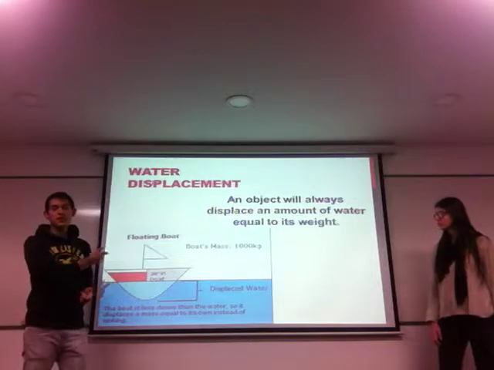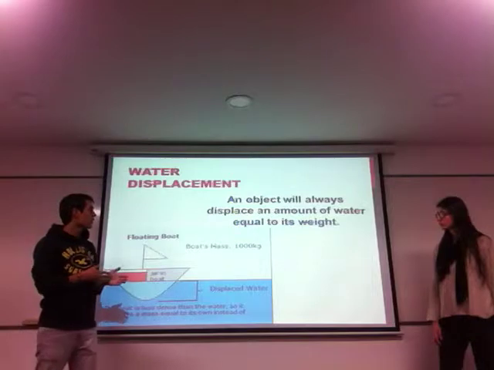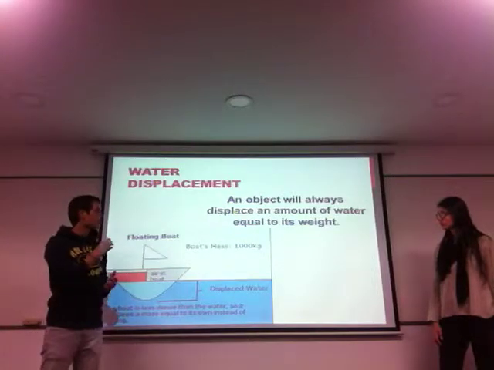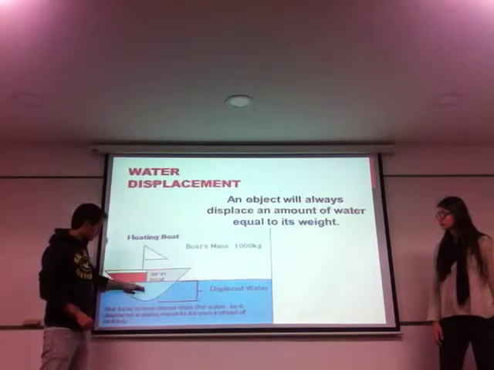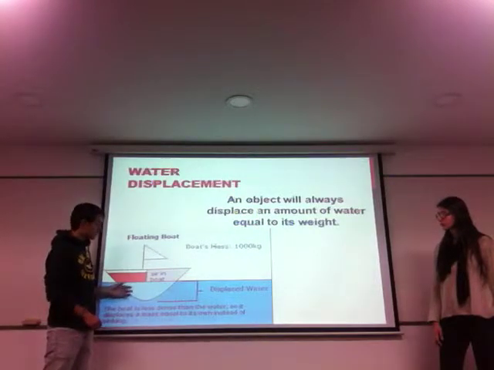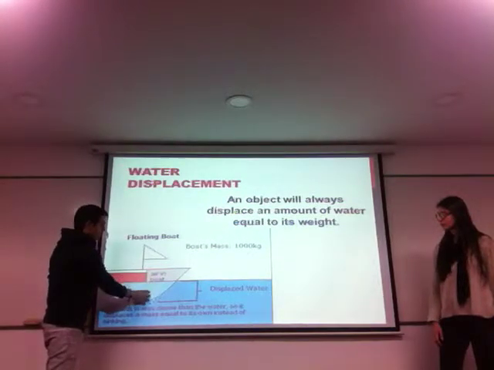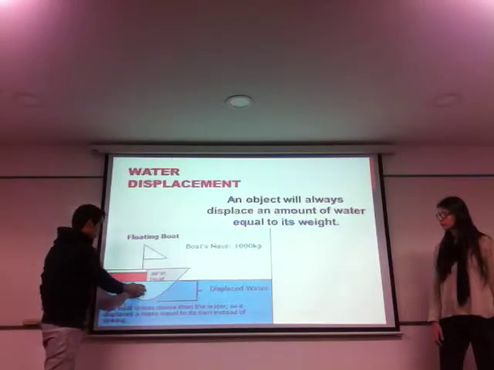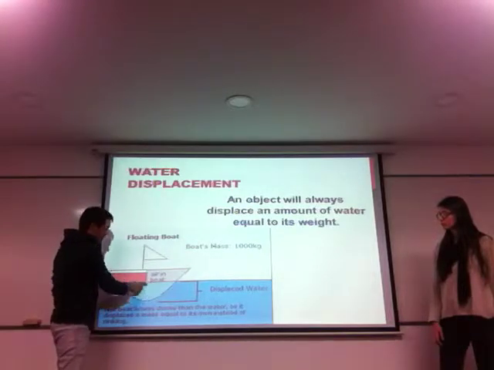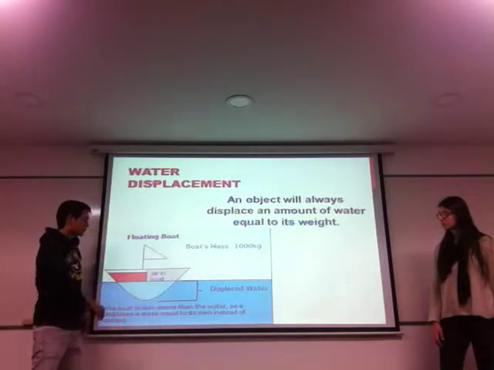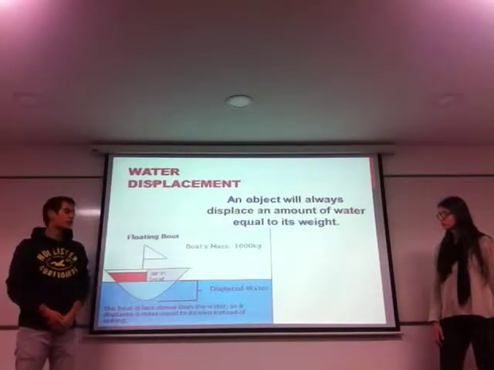The next principle is water displacement. Water displacement is understood when an object will always displace an amount of water equal to its weight. What happens is that when an object is introduced into the water, it's going to displace the same volume of water as the volume of the boat that is in the water. So here the water is displaced, and then the water level rises because the water is no longer here, but it's going to be on the sides of the boat. That's how that is understood with the positive buoyancy.